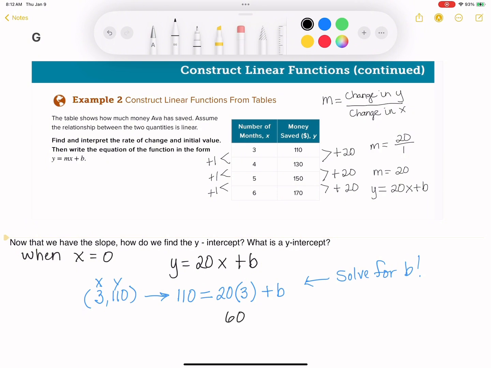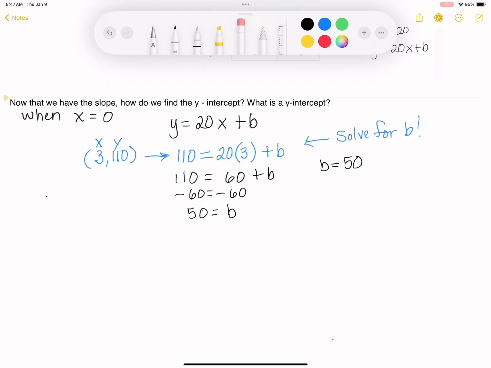First, I need to use the distributive property and solve for 20 times 3. I get 60 plus b on that side, and 110 stays the same. All right, now it's just a matter of removing 60 from both sides to see that our b value, our y-intercept, is going to be 50. Now that we know our y-intercept is 50, we can write an equation in the form of y equals mx plus b. We would just simply replace that y and say y equals 20x plus, you guessed it, 50.